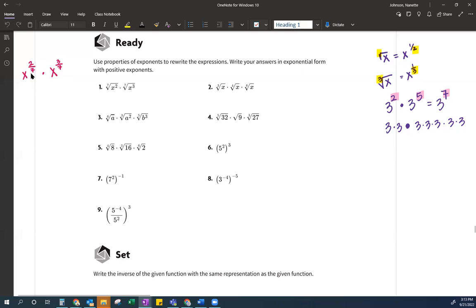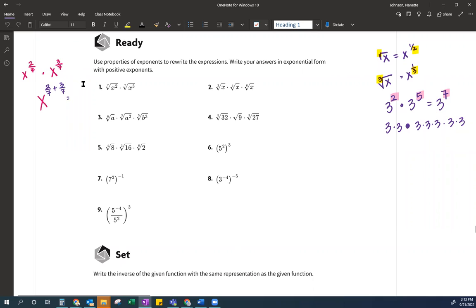So that's exactly what you're going to do over here, right? You're going to keep your base the same, and then you're going to add your exponents. So I'm going to add 2/7 plus 3/7. And that's just going to equal x to the 5/7. That's it.